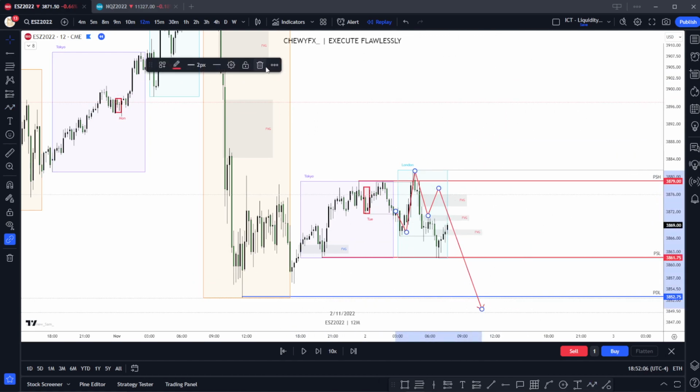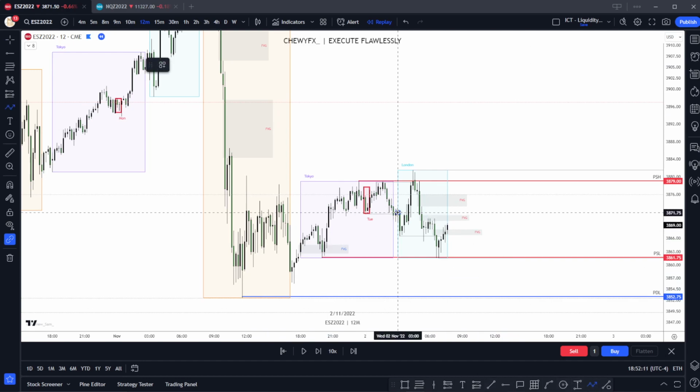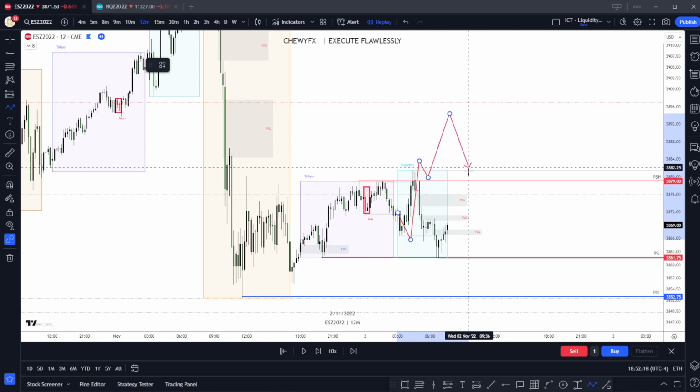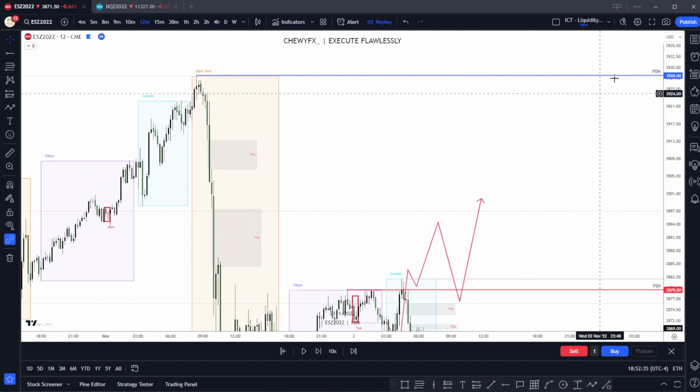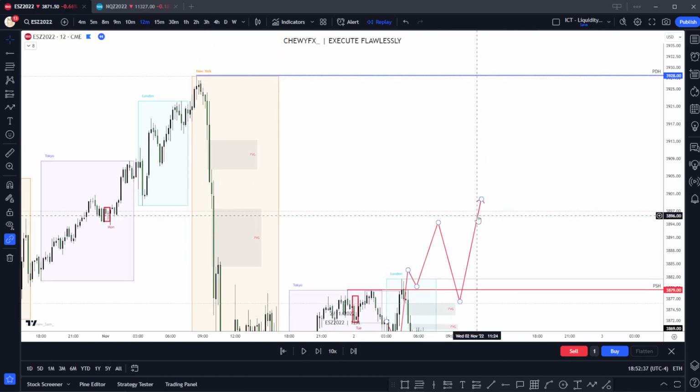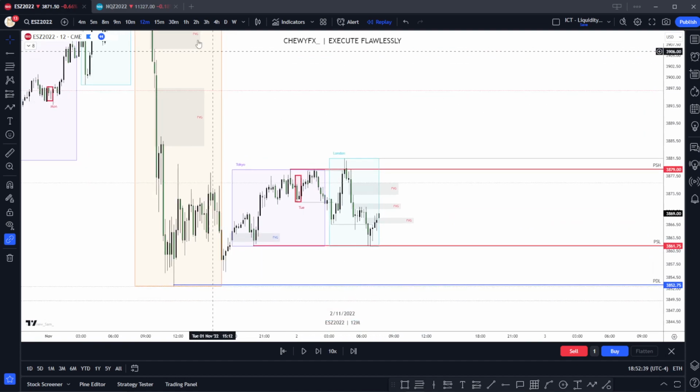Now, the other scenario that happens occasionally, but not too often, is instead we will break structure and continue up. We'll return to this area here, which is a discount array for the session. And then we have a 10-minute break of structure here, and then we would actually be looking for a buy towards the previous day high. Doesn't happen too often, but it does happen sometimes.